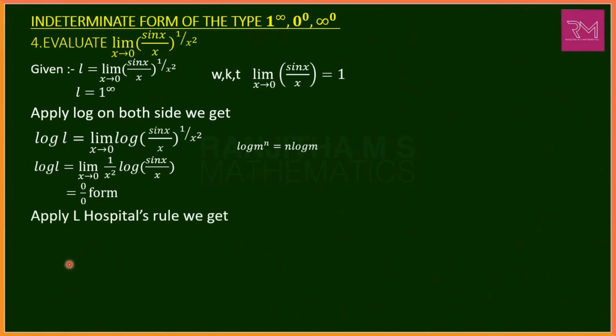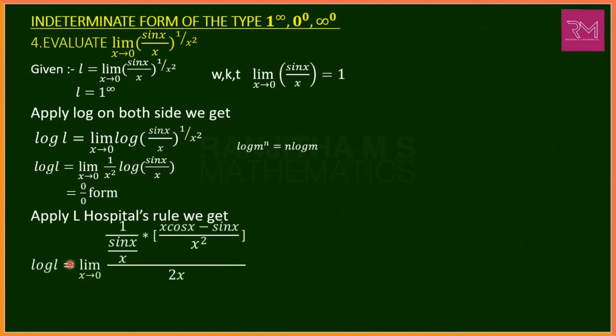Applying L'Hospital rule means we have to differentiate both numerator and denominator separately. Here take log of sin x by x as numerator and x square as denominator. We get here differentiation of log of sin x by x. This is of the form log x. Differentiation of log x is 1 by, in the place of x we have sin x by x, into, again we have to differentiate this sin x by x term also. Here this is of the form quotient rule, that is denominator into differentiation of sin x is cos x minus numerator into differentiation of x is 1 divided by denominator whole square, that is x square.